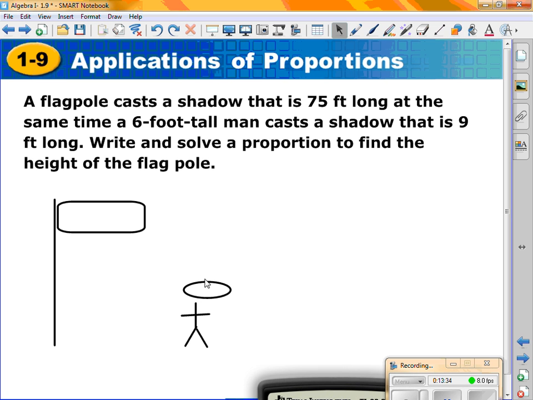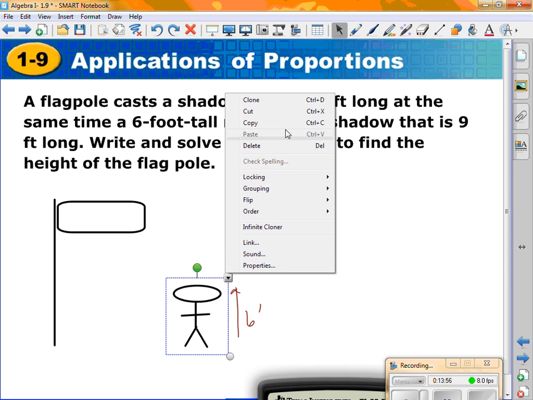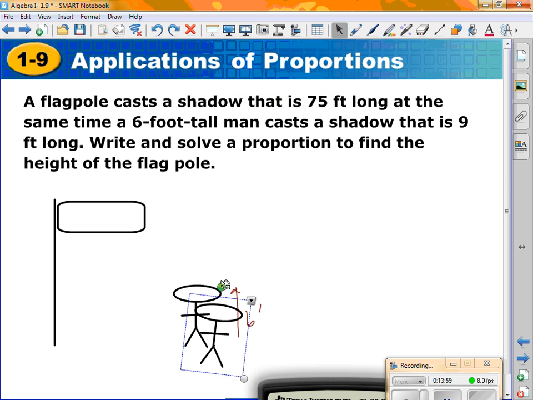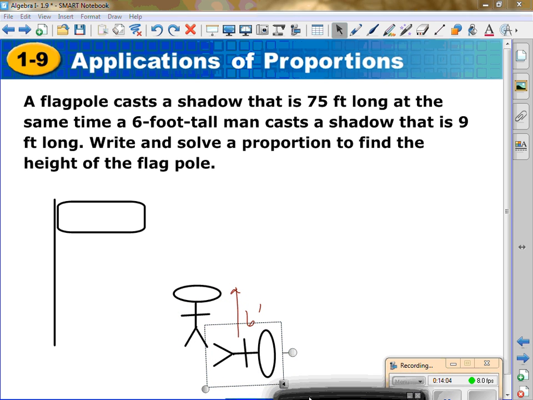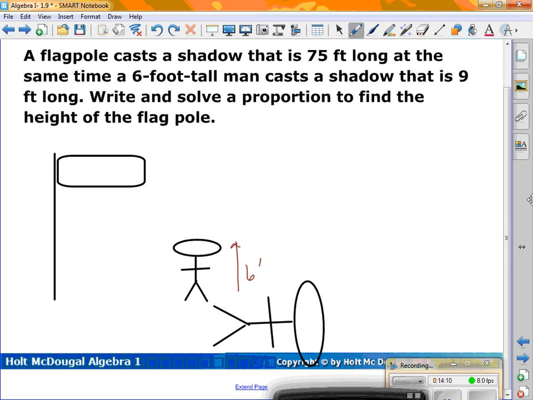I'll give you a Stewie head. All right. What this says is that the person is 6 foot tall. Now they have a shadow. And the shadow is 9 feet long.